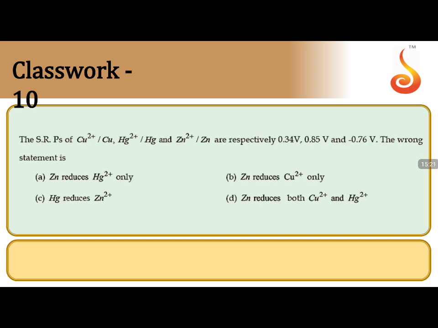Question number 10. Now SRP values are given for copper, mercury, zinc, 0.3485, 0. minus 0.76. The wrong statement, underline that. The wrong statement, not the correct one, we have to say. So now what is the wrong one? Let us first arrange them in the order from negative to positive. So first one will be zinc, followed by copper, next comes mercury. So always whoever comes first can displace the remaining two.